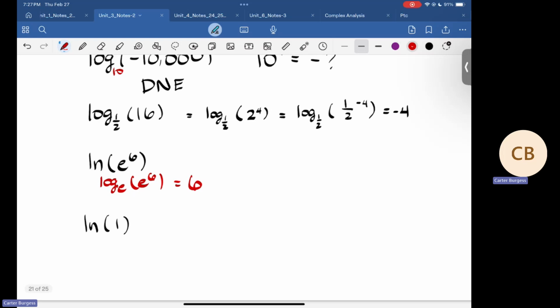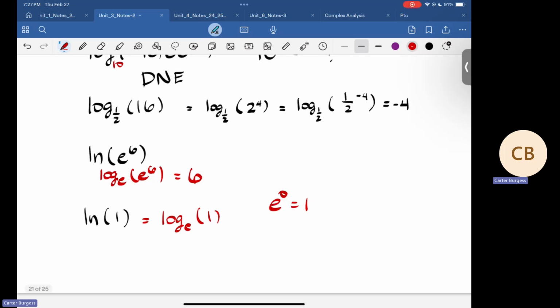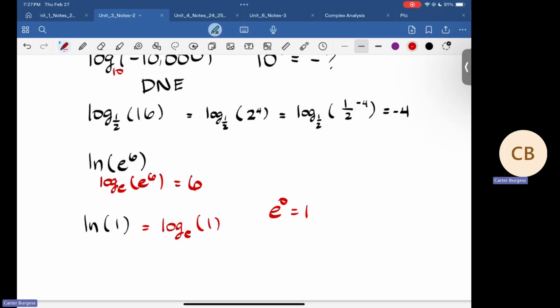And for ln of 1, this one's maybe a little bit tricky. So what power do we have to raise e to in order for it to equal 1? Well, what we can remember is that, and this is going to end up being true for any logarithm, any base of 1, is that e to the power of 0 is equal to 1. And so in this case, what power do I have to raise e to in order for it to equal 1? I have to raise it to the power of 0.